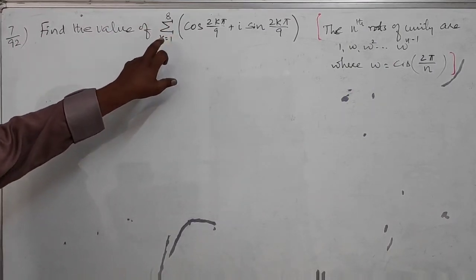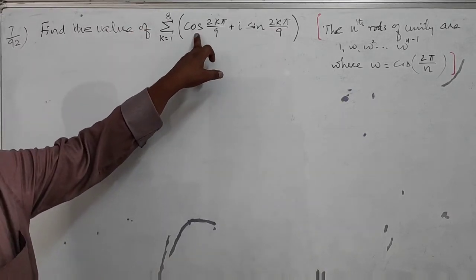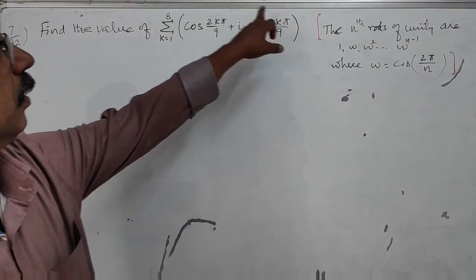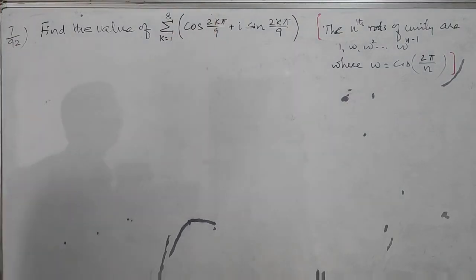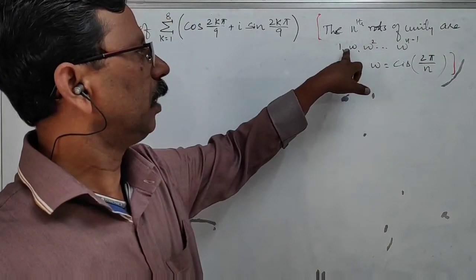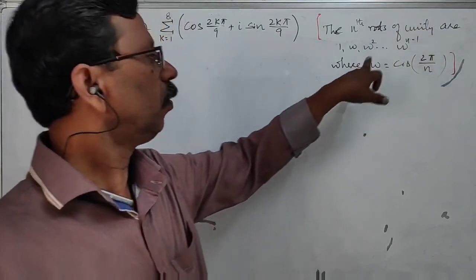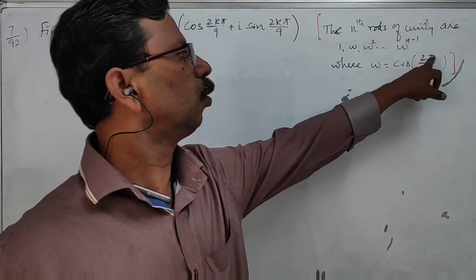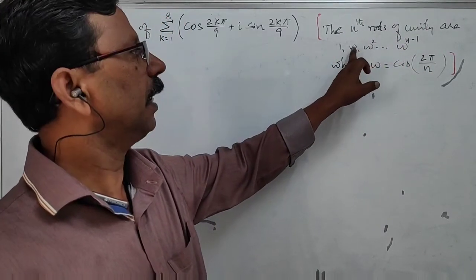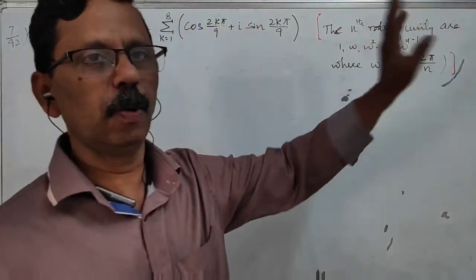Find the value of summation k from 1 to 8 of cos of 2k pi by 9 plus i sin 2k pi by 9. Now this value we have to find. Here we know very well that the nth roots of unity are denoted by 1, omega, omega square, etc., omega power n minus 1. Here omega is cis 2 pi by n. If you put k equal to 1, you get 2 pi by 9, which can be considered as omega.